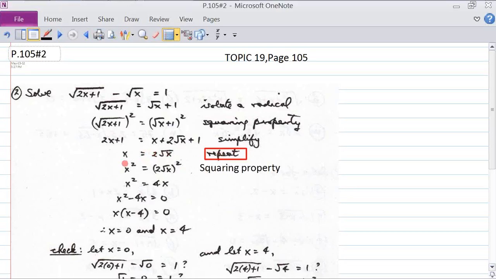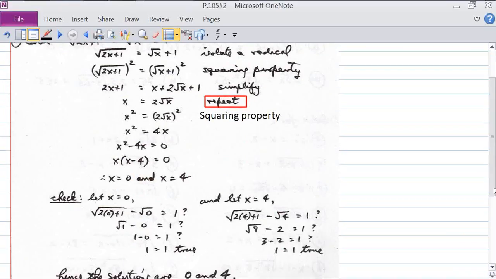That's why it says repeat. So we square this one, we get x squared. We square this whole term. 2 times 2 is 4, and the root of x times the root of x is x. So we get 4x. Now we transpose this from the right side to the left, factor out the x, and we get 2 solutions, x equals 0 and x equals 4.